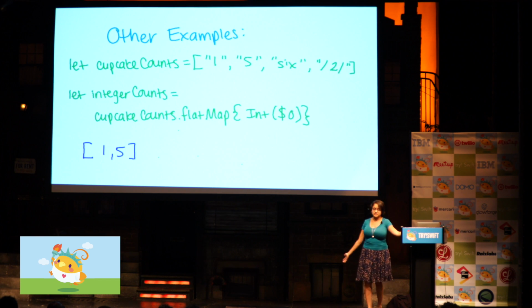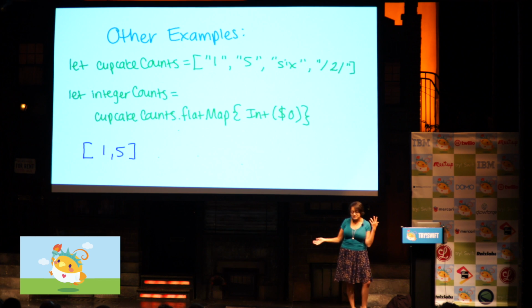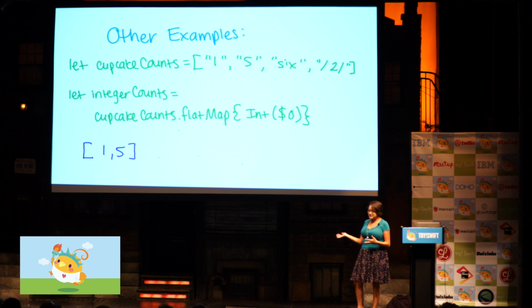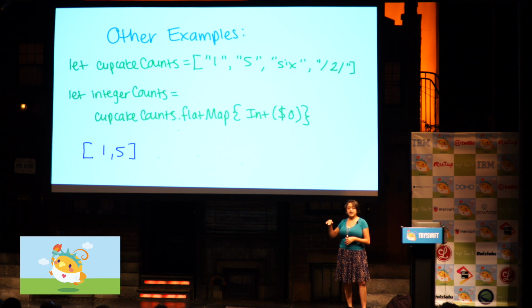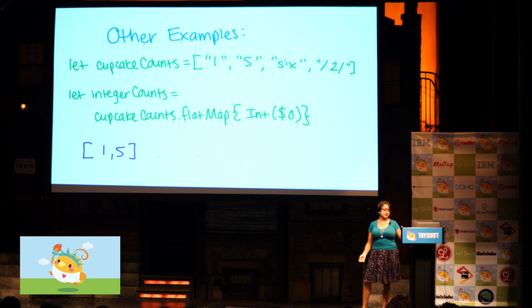So we have a couple other examples of why you would want to use flat mapping or mapping. Say I was getting some data back from a server. My server team is not as good as I want them to be, so they're giving me back a lot of weird data. I want to turn everything into integers. So I would do a flat map on this array, and any string that could be turned into an integer would be returned. So 1 and 5 would be returned, and anything that couldn't be turned into an integer would just be dropped and not put in the array.